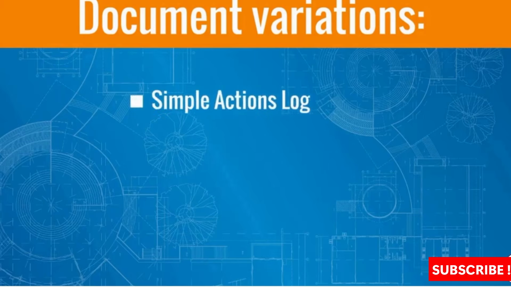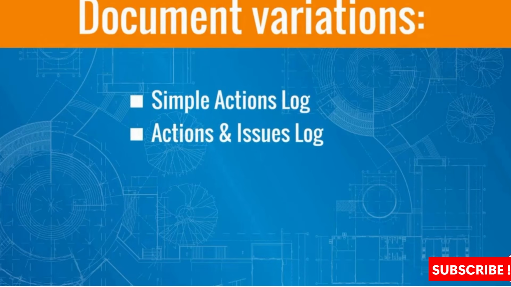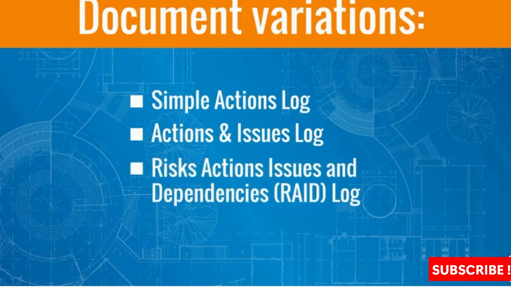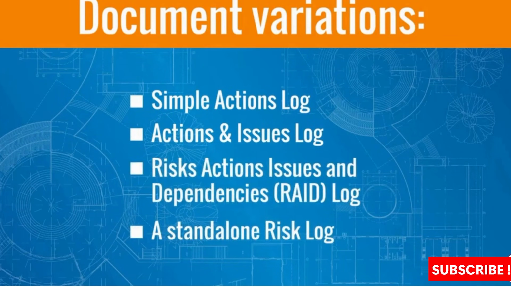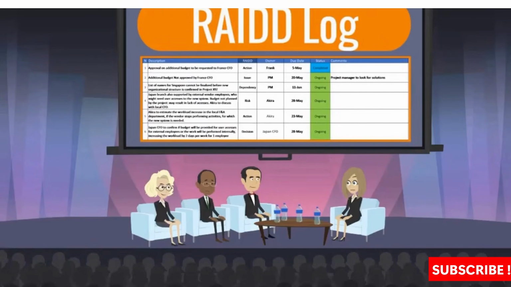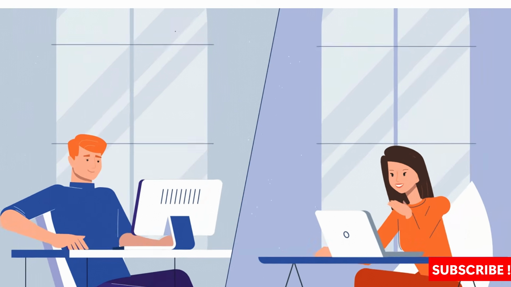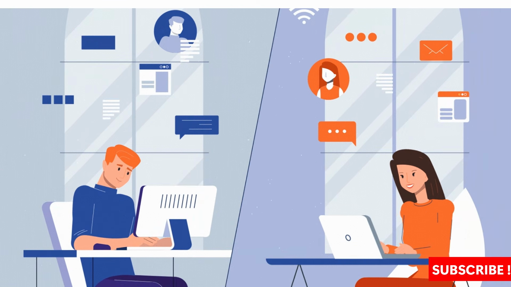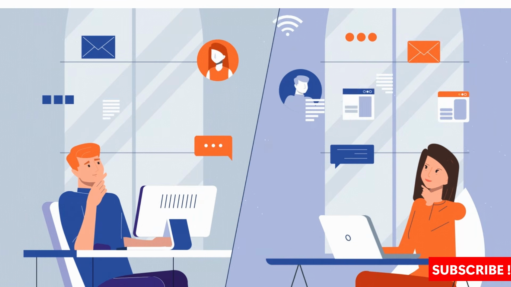Simple actions log, actions and issues log, RAIDD log and a standalone risk log, etc. There isn't any confirmed best option for this document in the project management community. Besides that, the document must exist in each project in some shape. So, let me provide you with one recommendation coming from our project management experience.